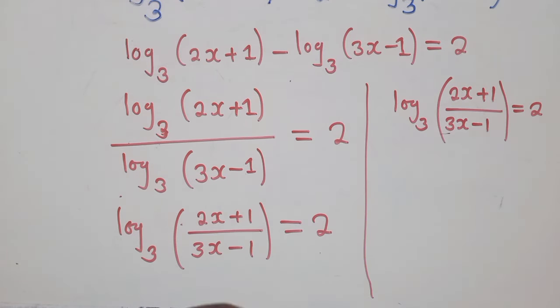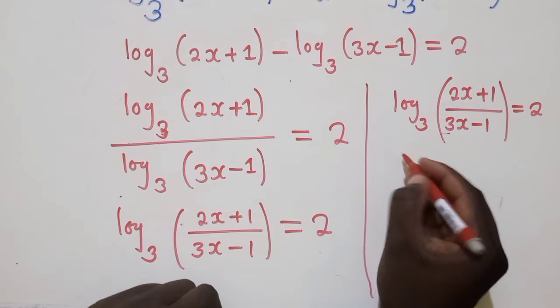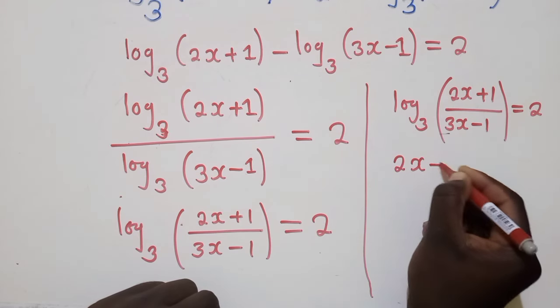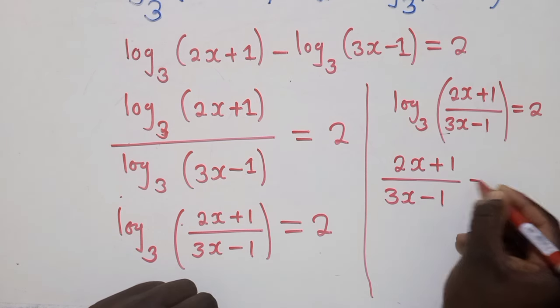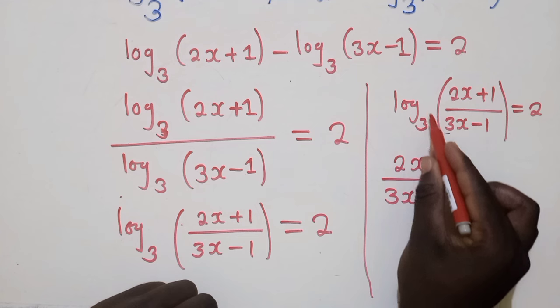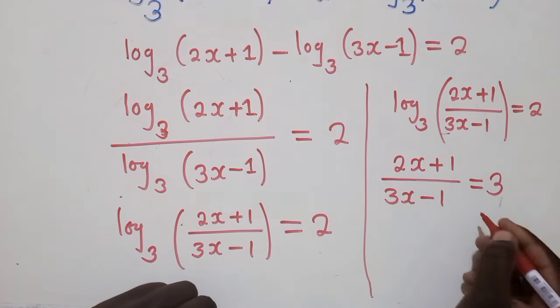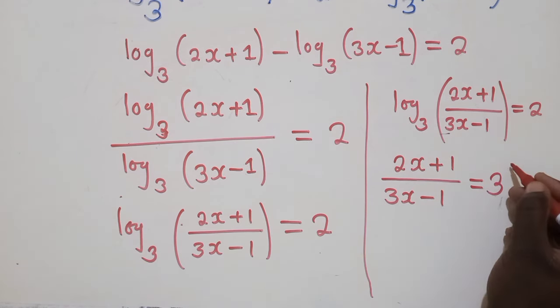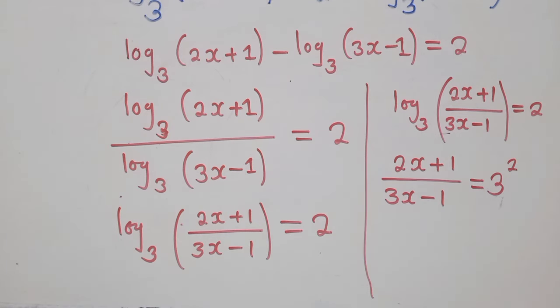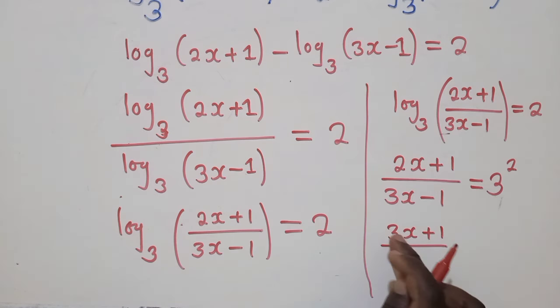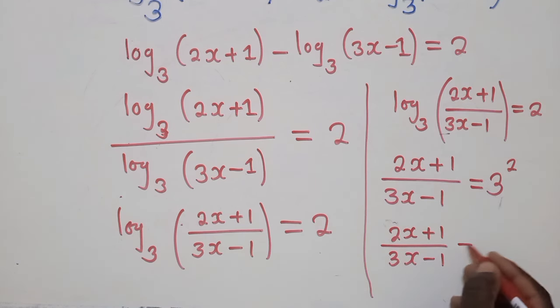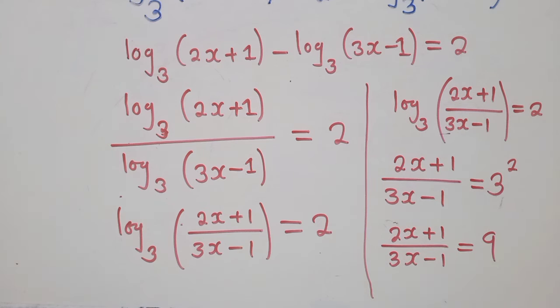We are at this point. When you reach this point, you now get rid of this log. You shall just say 2x plus 1 over 3x minus 1 is equal to, you get the base which is here, you write it here as a base, and whatever is this side must become a power. So I've gotten rid of the log, where we shall remain with 2x plus 1 over 3x minus 1 is equal to 9. Now we solve this equation.